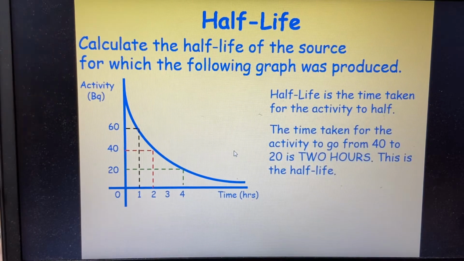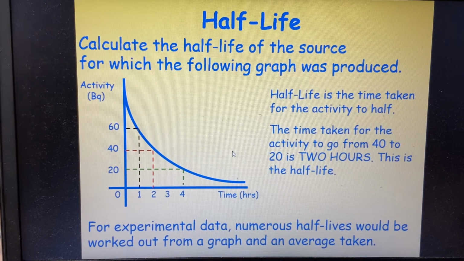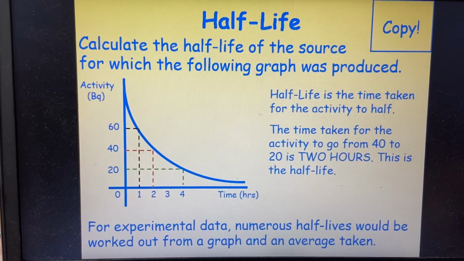Okay, and that's just what these wee bits of notes are saying there. It says there, for experimental data, numerous half-lives would be worked out from a graph and an average taken. You wouldn't just take one, okay, because it might not be exact, and you'd maybe get 2 hours and 5 minutes, 2 hours and 10 minutes, 1 hour 50 minutes, but that would average out at about 2 hours, okay?